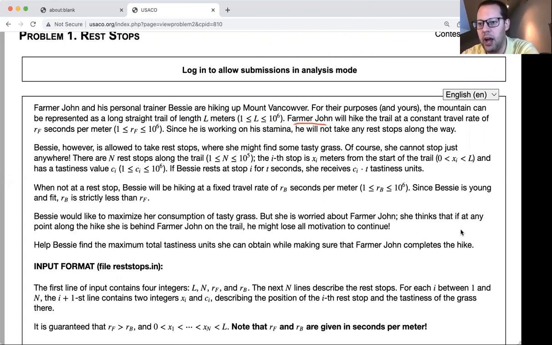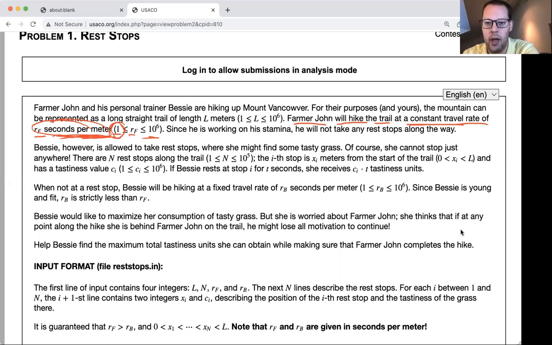Farmer John will hike the trail at a constant travel rate of RF seconds per meter, where RF is between 1 and 10 to the 6th. Okay, let's pick that apart a little bit. So RF seconds per meter. It's important to note that that's how many seconds there are for them to travel a meter, which means that 1 is the smallest value. The fastest they can possibly travel is 1 meter per second.